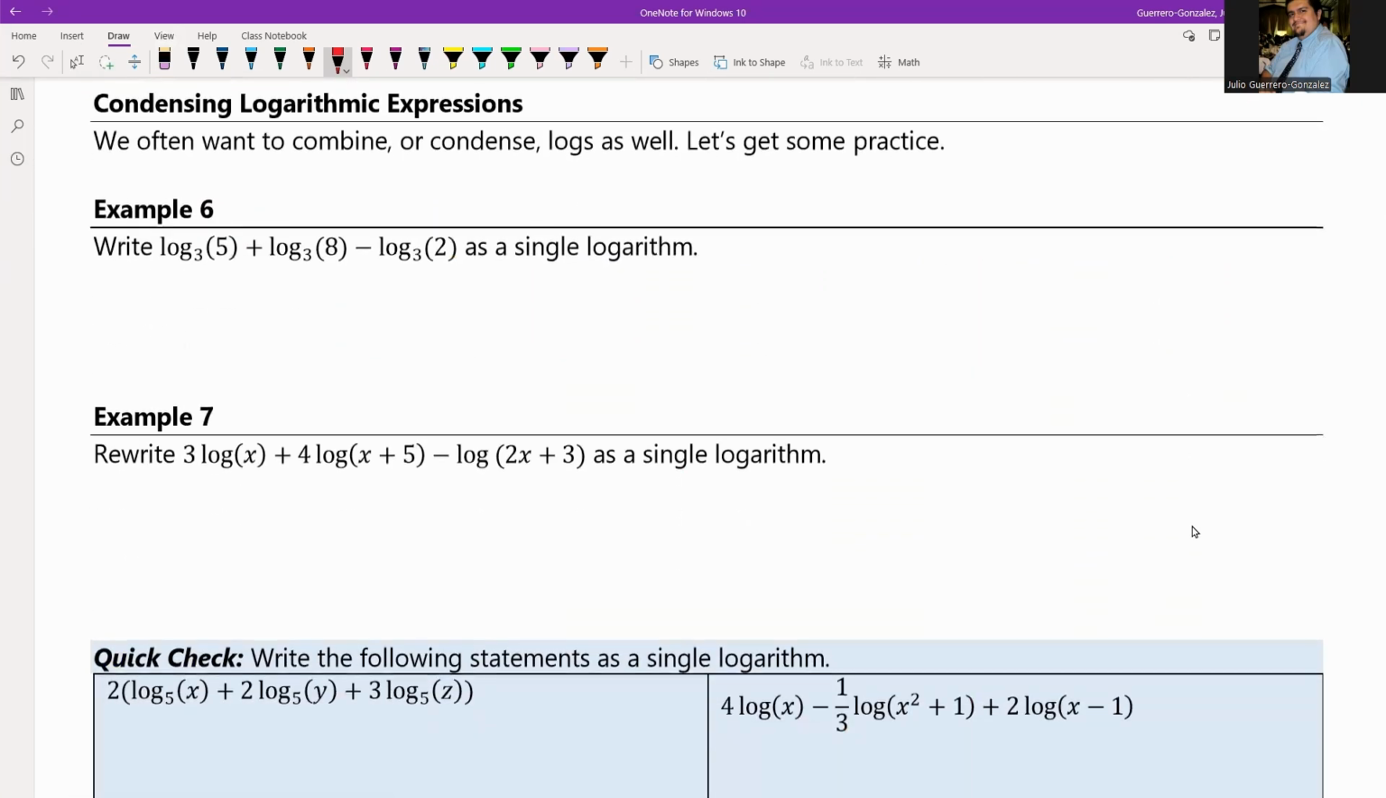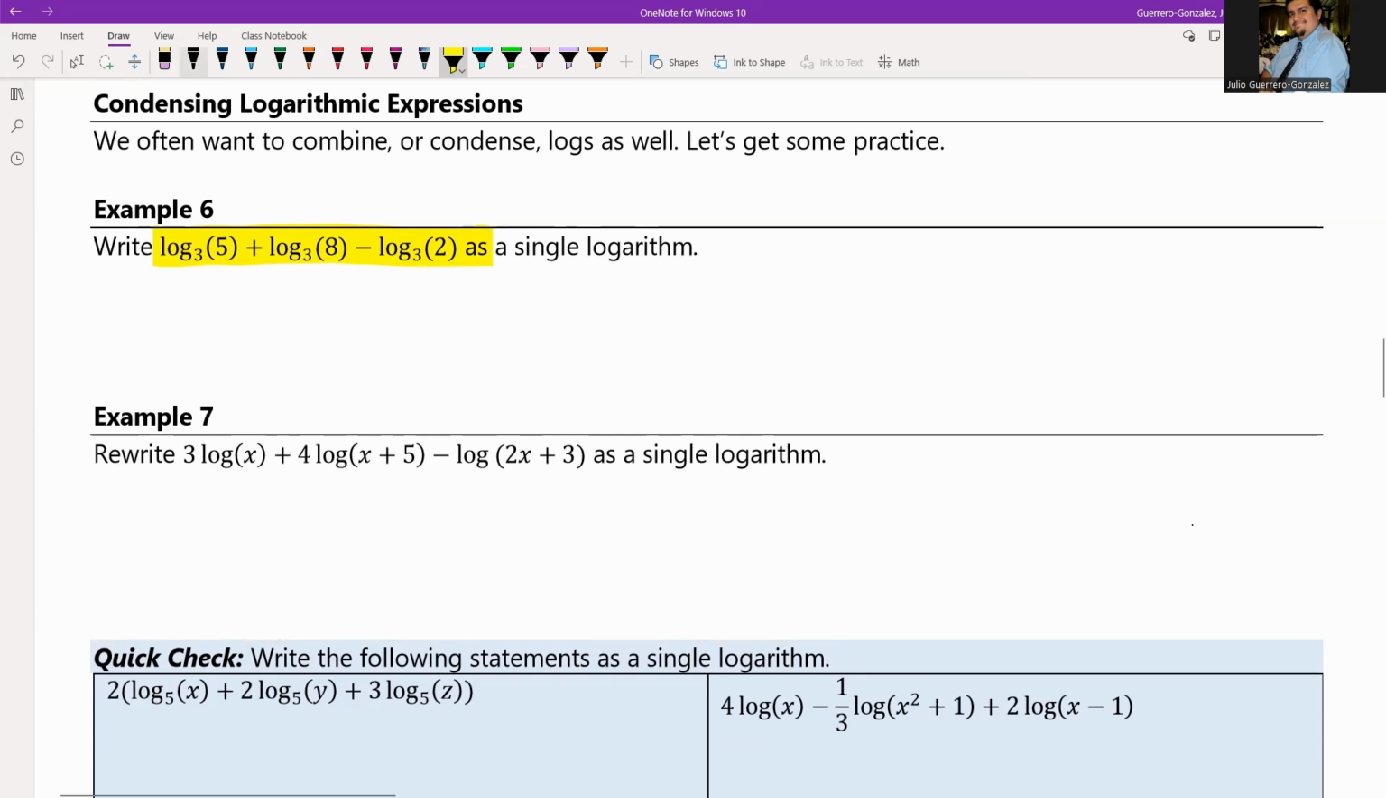Condensing logarithmic expressions. So now we have to condense stuff. Just like all the rules that I gave you guys maybe 10 minutes ago, those same rules can be used in reverse. That's simple. The same rules can be used in reverse. So let me grab this, and I'm going to use all of my logarithm rules to go backwards. I'm going to try to turn this into one single logarithm.